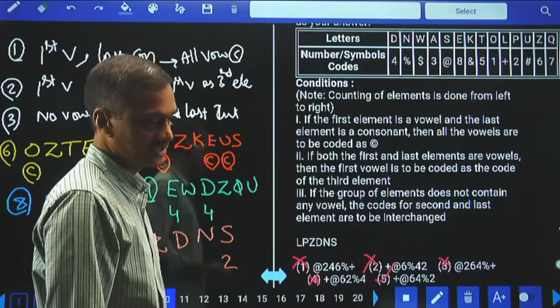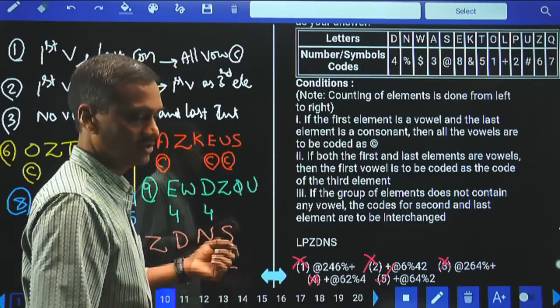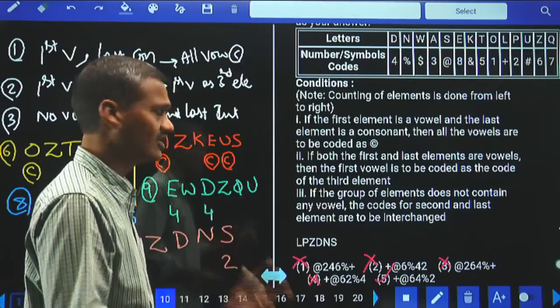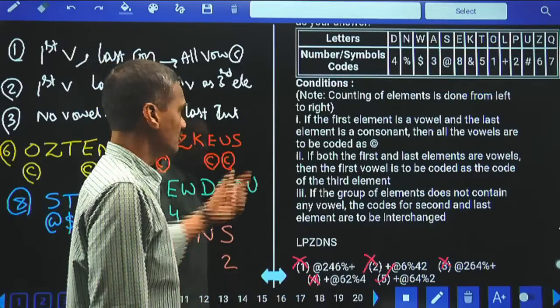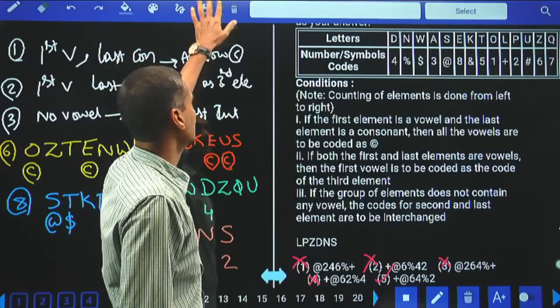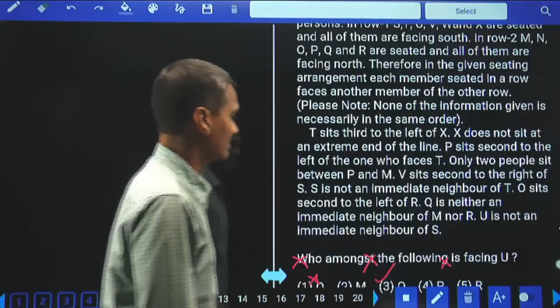This is condition based coding and decoding. You will definitely get this in your clerical examination, particularly in RRB clerical prelims. You will come across these types of questions. I hope in the next examination you will find these types of questions. Then coming to 11 onwards.